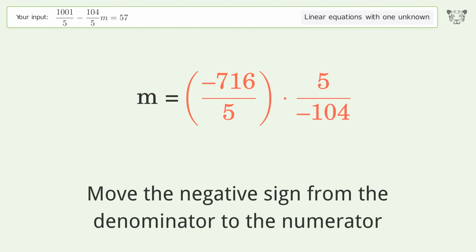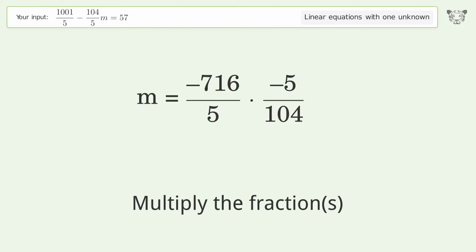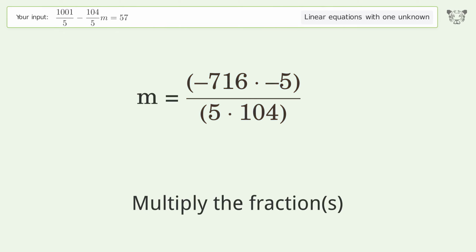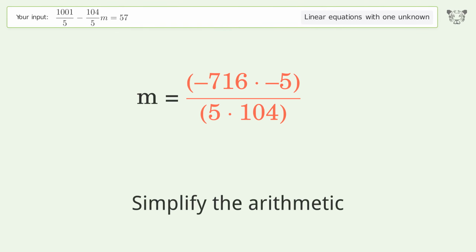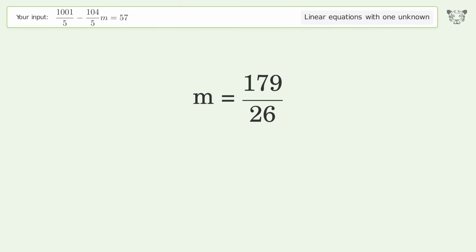Move the negative sign from the denominator to the numerator. Multiply the fractions. Simplify the arithmetic. And so the final result is m equals 179/26.